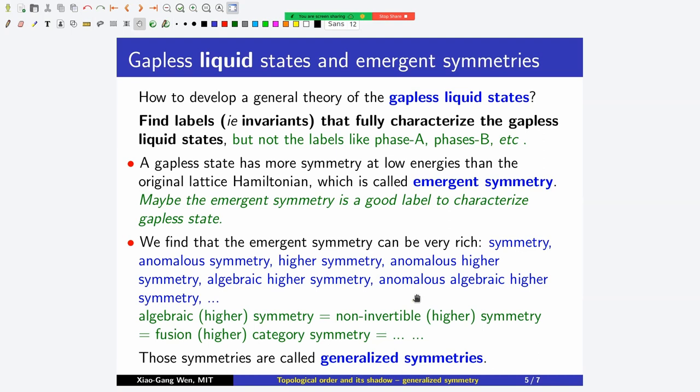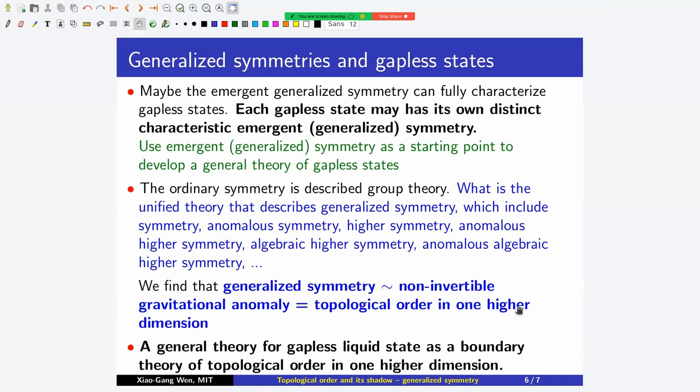And so this became very rich. I just collectively refer to all those symmetries as generalized symmetry. Invertible, higher, non-invertible, they are all generalized symmetry. Because this generalized symmetry is so very rich, we start dreaming that maybe this generalized symmetry not only characterizes the gapless states, maybe it even fully characterizes the gapless states. At the moment, saying this is too strong, probably it doesn't fully, but maybe largely, you know, we don't miss too much.